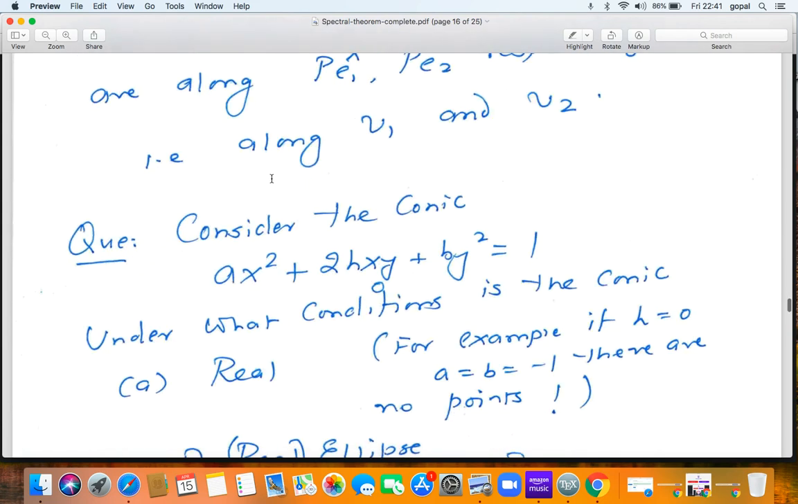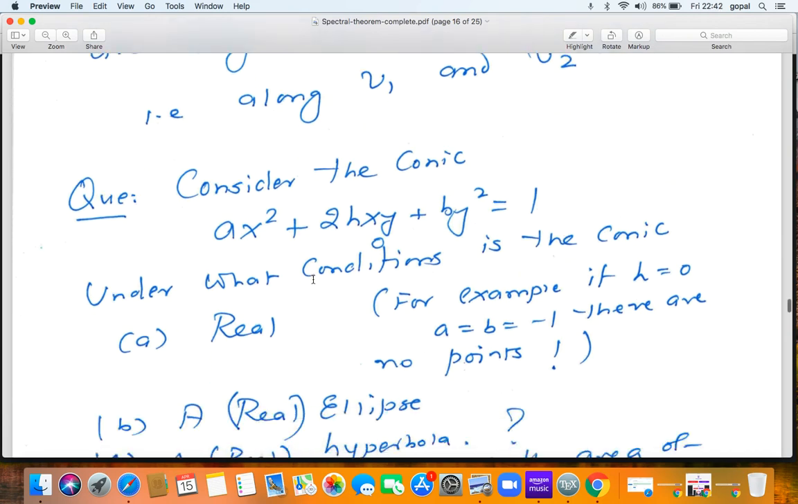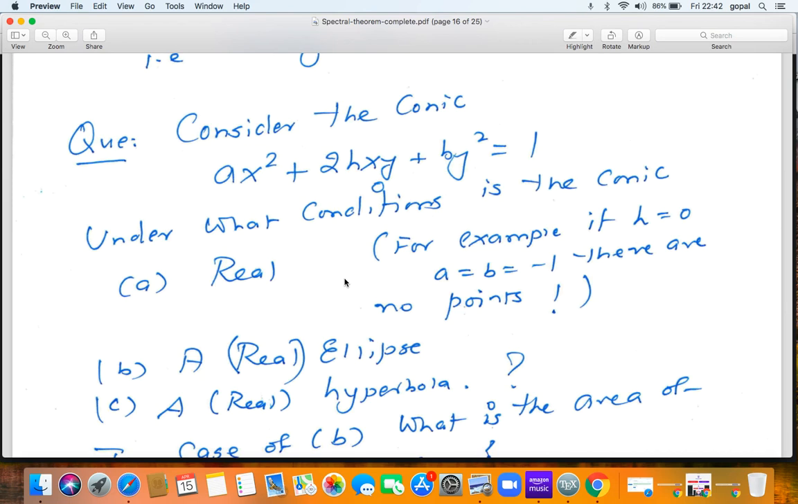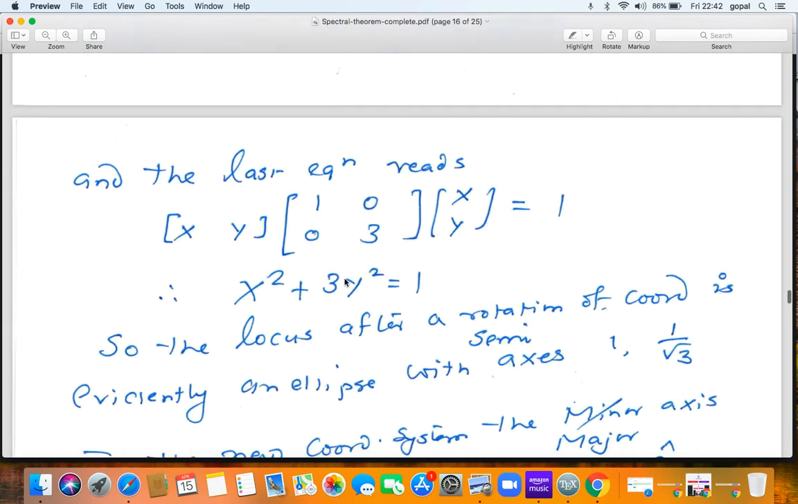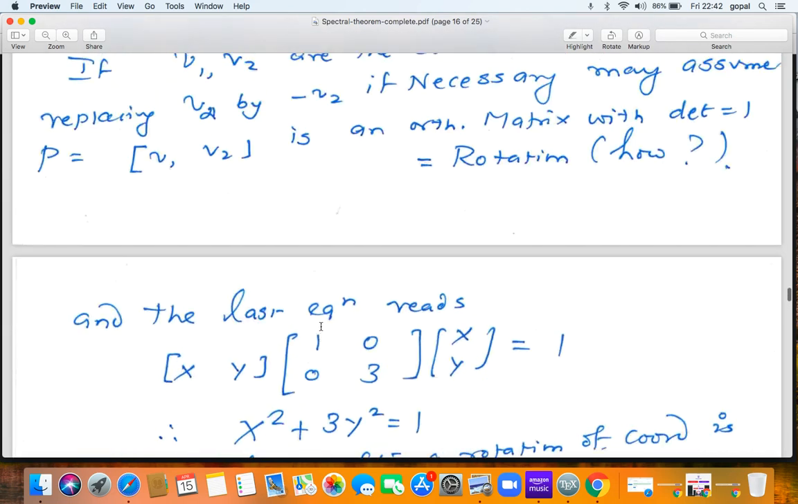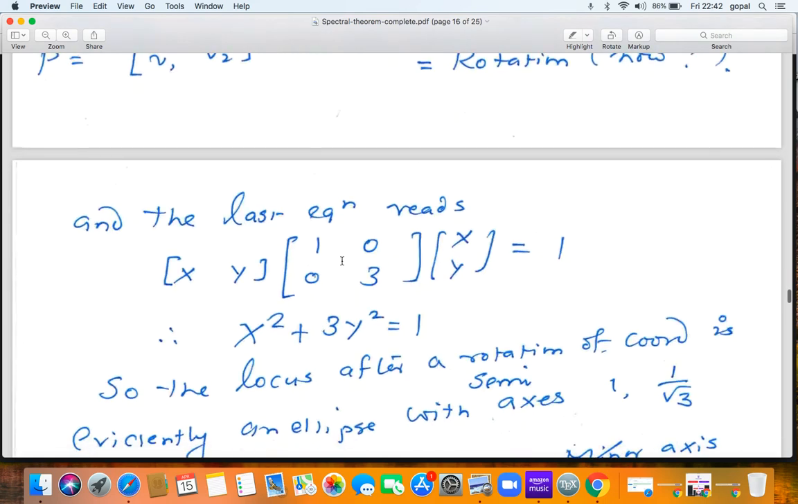Now you can do the same thing with ax squared plus 2hxy plus by squared equal to 1. That's a conic. Under what conditions will this conic be real? Now remember that the eigenvalues happen to be 1 and 3. What if the eigenvalues happen to be minus 1, minus 3?